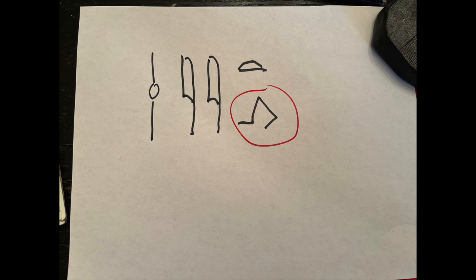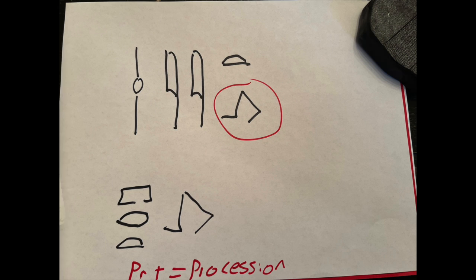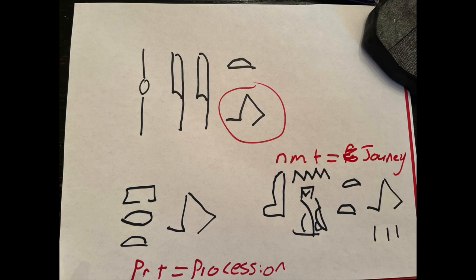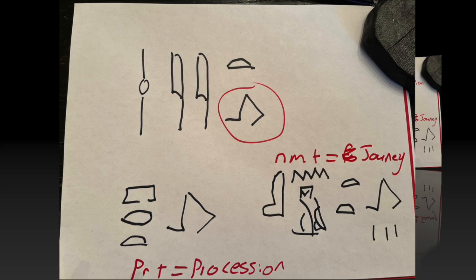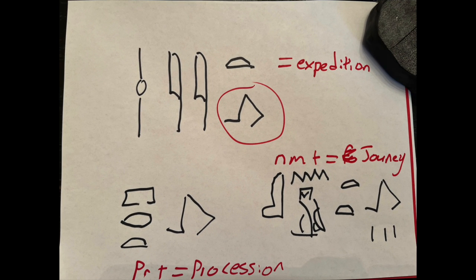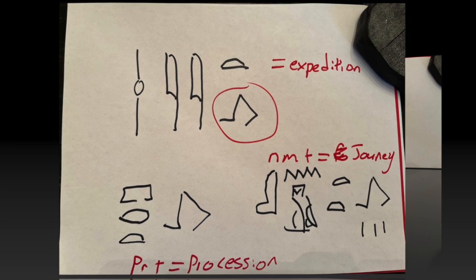And now look at this determinative. We've seen this before, right? The walking person or the walking legs. We've seen this in a few words, like pert, which is the word for procession. Could be a great procession, or nimit, journey or formal journey. So yes, this determinative means moving, and this is the word expedition, as if you were sending an expedition on a journey with a procession. So you could use all 3 words in one sentence.